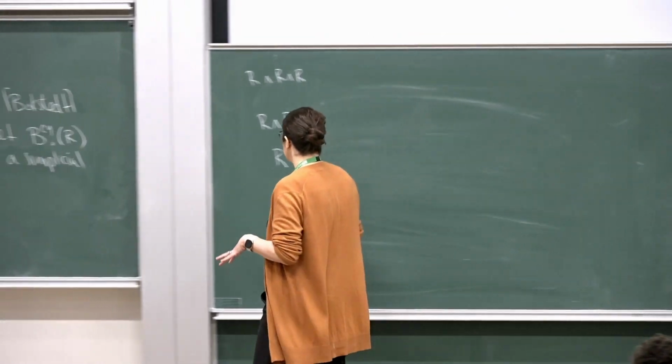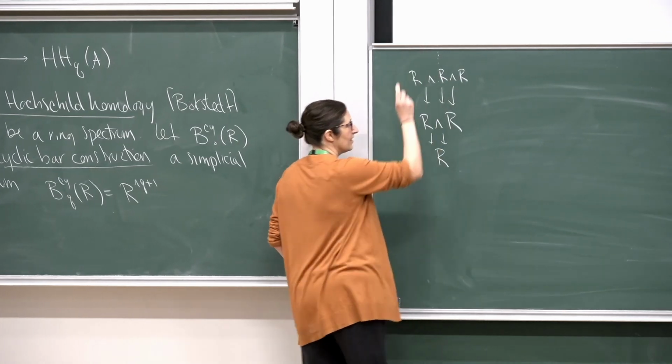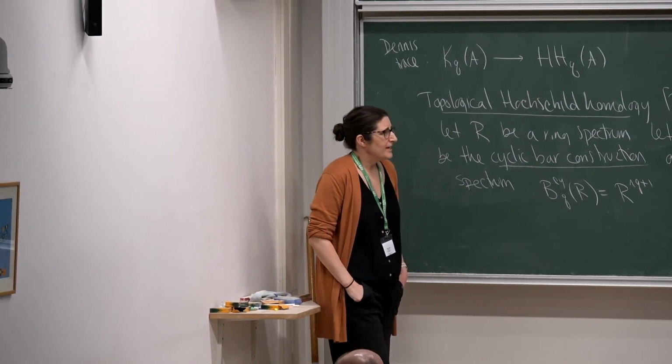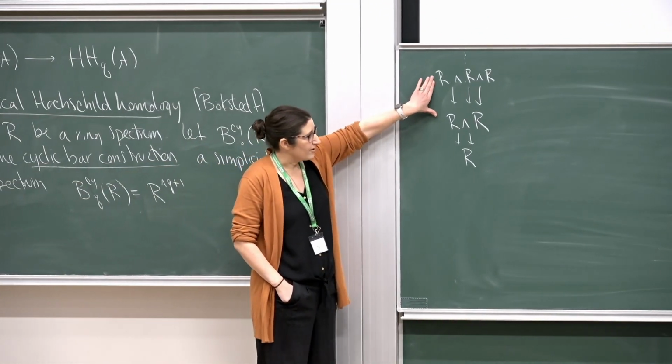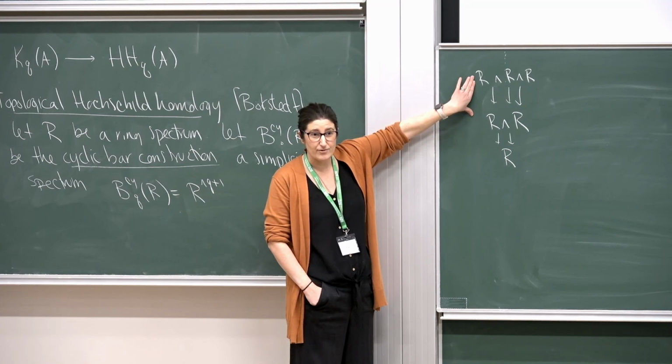So for instance, for my face maps, I should have 2 maps here, I should have 3 maps here, and so on. I have degeneracies going in the opposite direction. And what do those maps do? Well, if I really forced you to write down some maps from 3 copies of R to 2 copies of R, what's a natural thing to do?